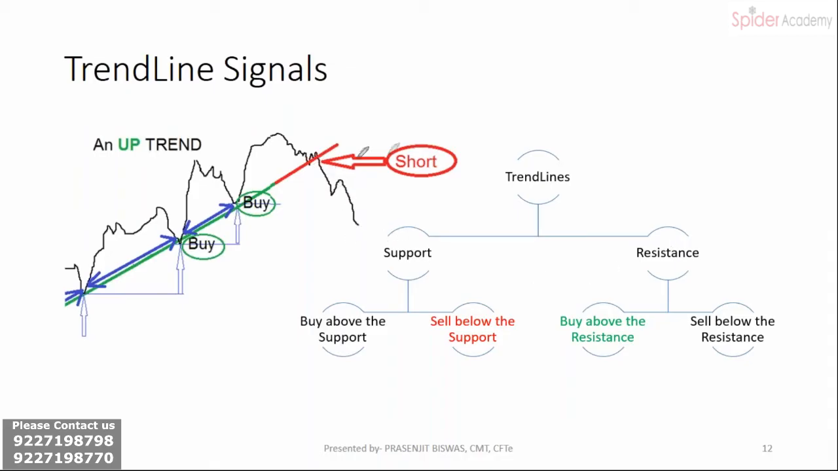Similarly, on the short side, I do not sell at the resistance. So the alternate way to short could have been, if this is a resistance line, this is where you can short. So if you are doing that, then you are betting on the fact that the resistance trend line will hold.